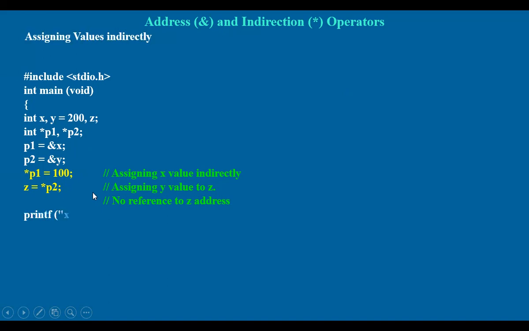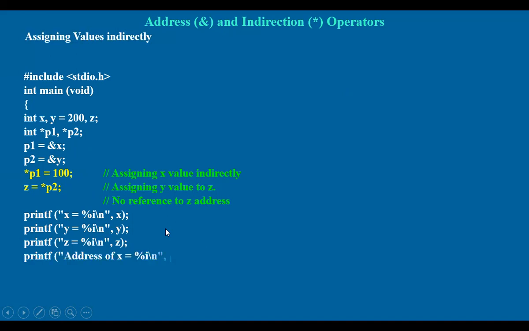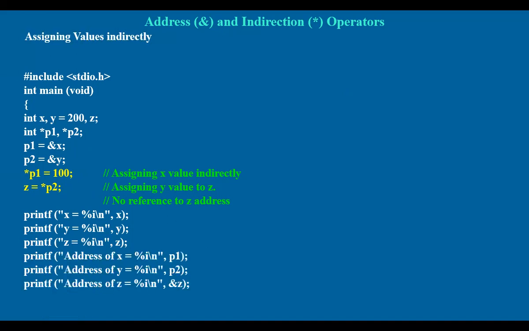Let us see how it works. Let us print the X, Y, Z values and P1, P2 and ampersand Z. Because we are not assigning any P3, no third pointer is taken, and nothing else is there. So I just want to know the address of Z. That's why ampersand Z is taken. Now let's compile and execute this program.